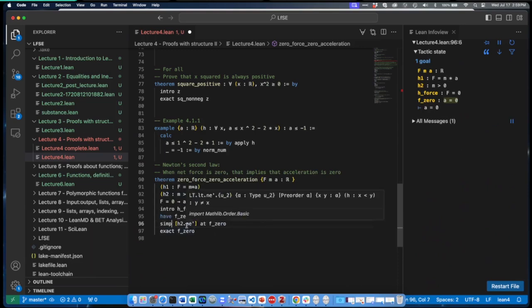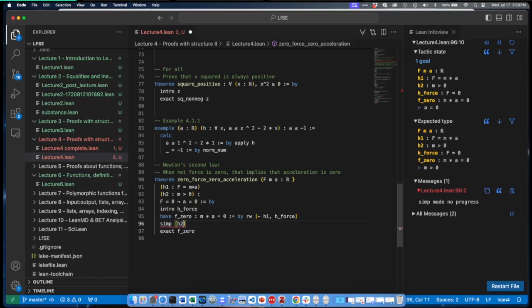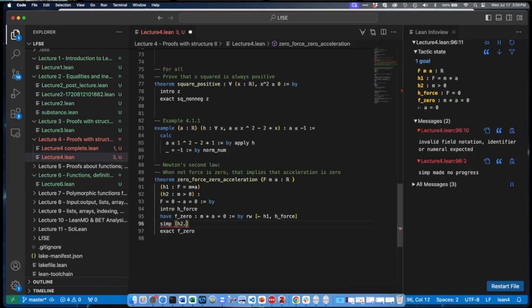Kevin, is Kevin online? I wonder if that's how he found it. Simp question. No, made no progress. Okay, so he found it by knowing about MATLAB. Simp H2.